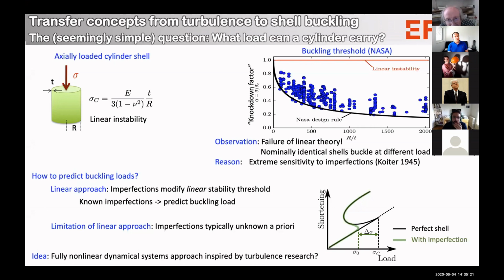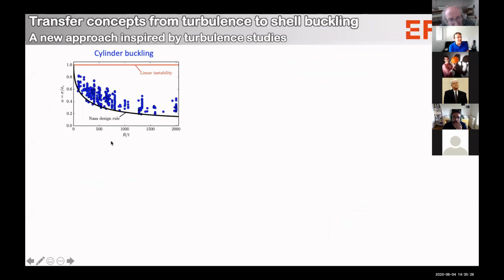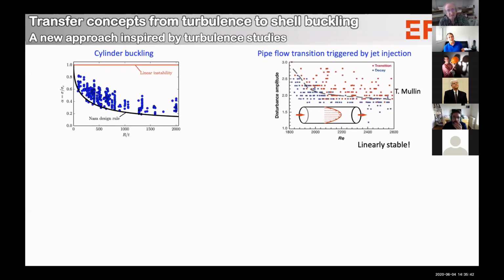The first time I saw this NASA data, I literally saw it sitting on the desk of one of the giants in the field, and I only saw the data and had no idea what was on the axes. I thought I'd seen the data before, because it reminded me of this famous data by Tom Mullin on the transition to turbulence in pipe flow. Pipe flow is linearly stable, and here Tom Mullin was measuring the strength of a perturbing jet needed to trigger the transition to turbulence. These are the red dots, versus decaying turbulence, as a function of Reynolds number. And you might admit that this looks more or less similar.